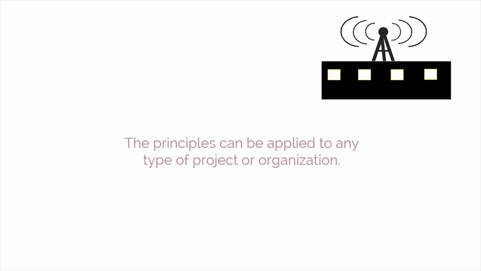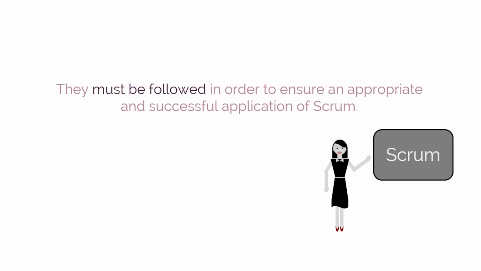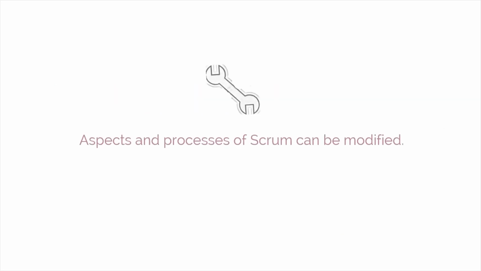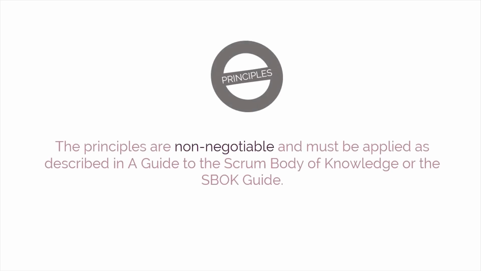The principles of Scrum can be applied to any type of project or organization. They must be followed in order to ensure an appropriate and successful application of Scrum. Within the scope of these principles, the aspects and processes of Scrum can still be modified to meet the requirements of a specific project or of the organization using them. The Scrum principles themselves, however, are non-negotiable and must be applied as described in A Guide to the Scrum Body of Knowledge, or the SBOK Guide.